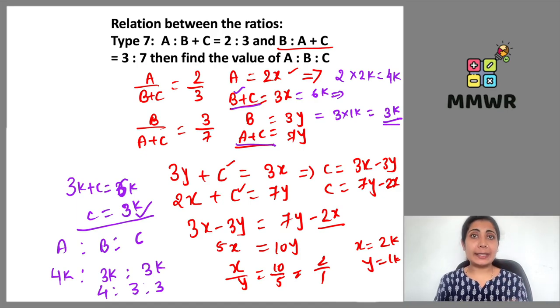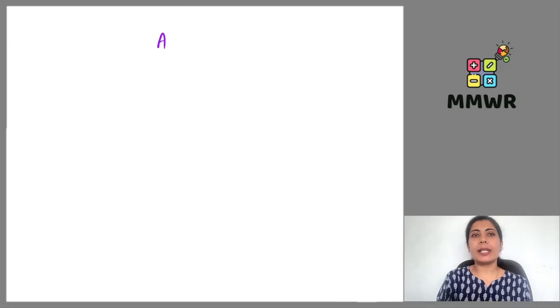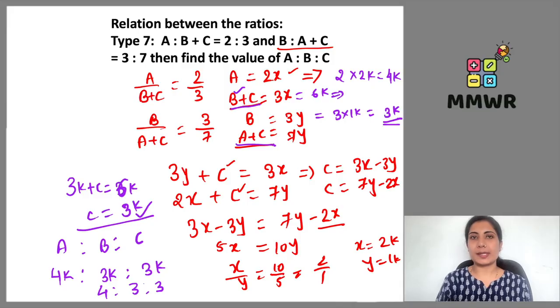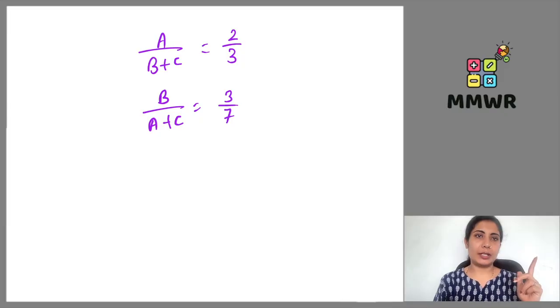But look how lengthy the calculation is. I can show you the shortcut way also, how we will proceed. First of all, A ratio B plus C is given to us and B ratio A plus C is given, right? These two are given to us, 2:3 and 3:7. Nothing is common here. Here we have B plus C, here we have A plus C, here we have A, here we have B. So we can't combine it.